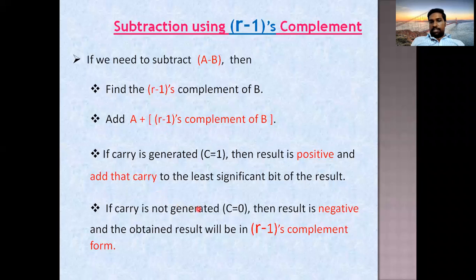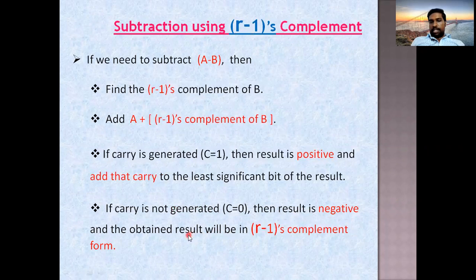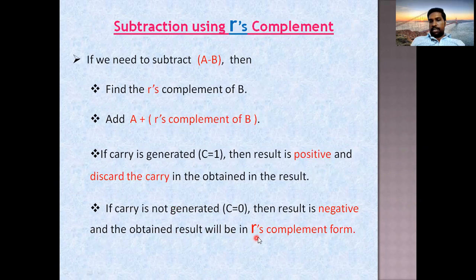Now, if c is equal to 0, the result is negative. Here also c is equal to 0, the result is negative. And the obtained result will be in r minus 1's complement form. And here obtained result will be in r's complement form.